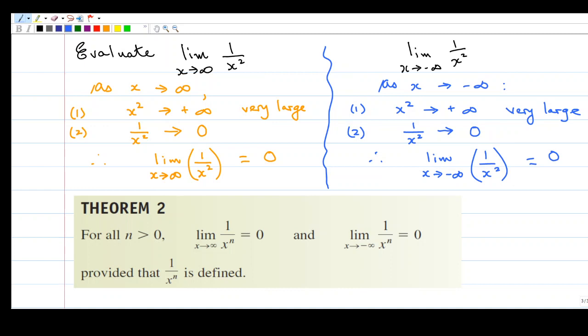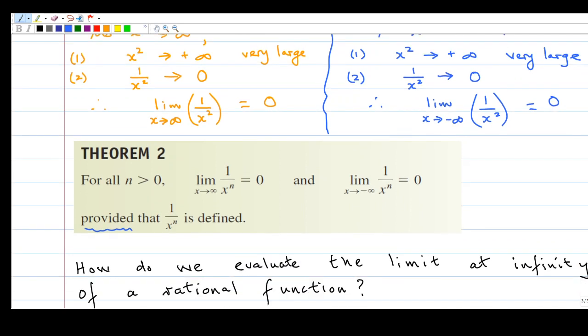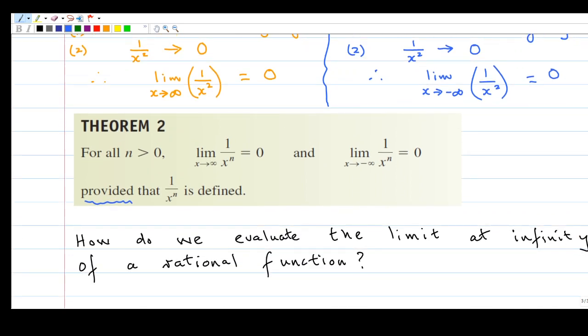And the limit as x approaches negative infinity of 1 over x to the n is equal to 0, right? Provided that 1 over x to the n is defined. Okay, you should know the result of theorem 2, the whole statement of theorem 2, and you must be able to apply it.